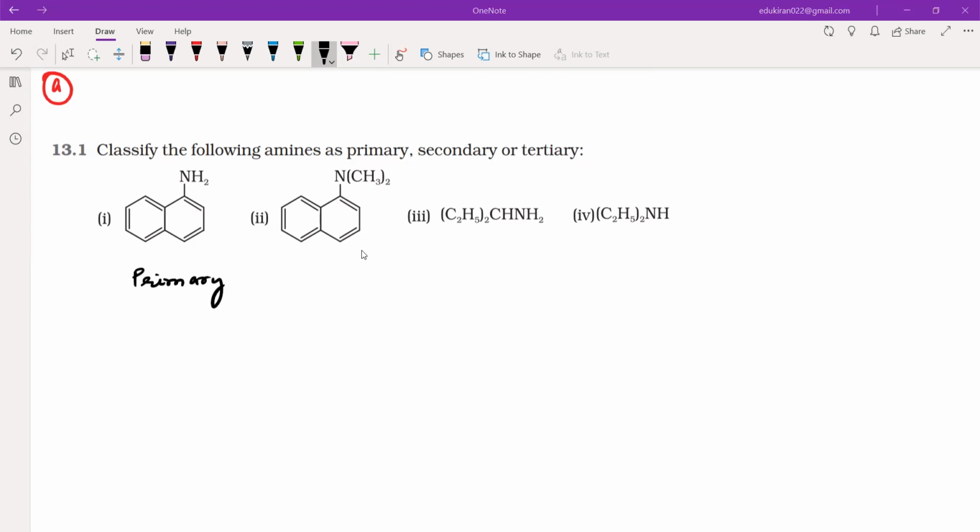Tertiary. What about the next one? Secondary. No, primary. Speak loudly. Primary. And what about this fourth one? Secondary. Yes, secondary, correct. Okay, now we will do some IUPAC nomenclature.